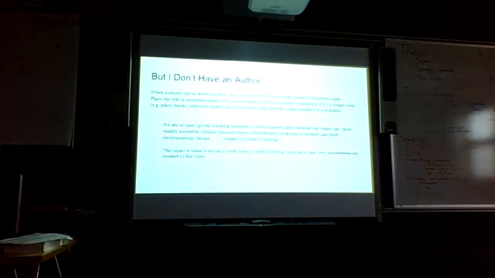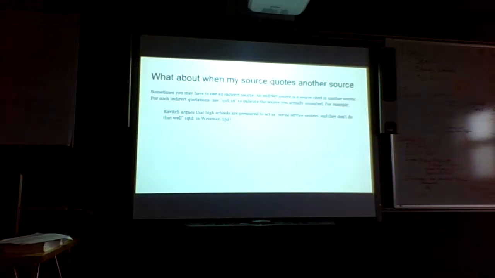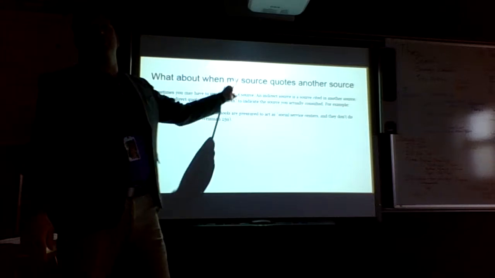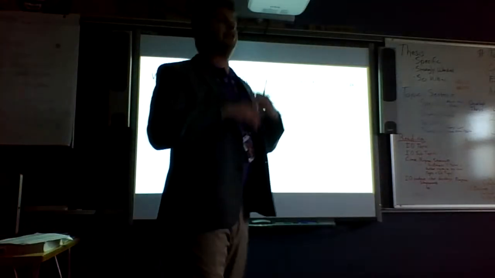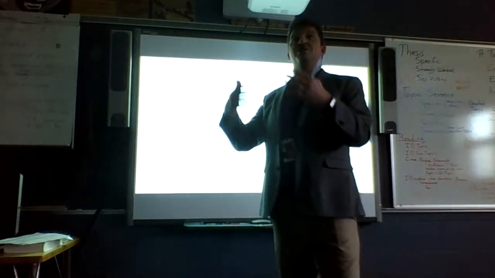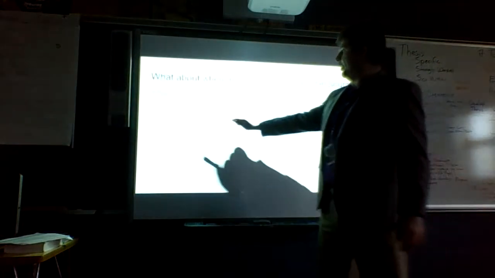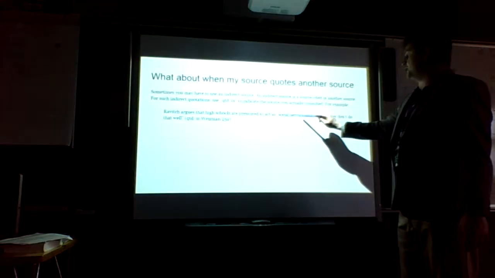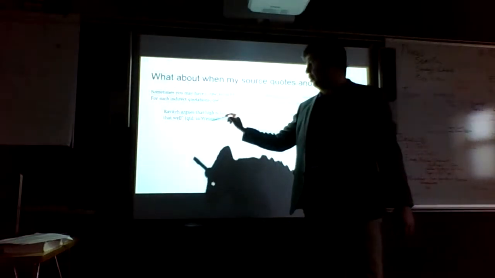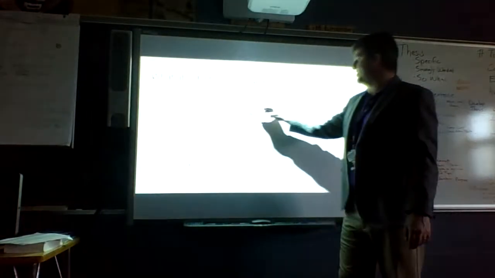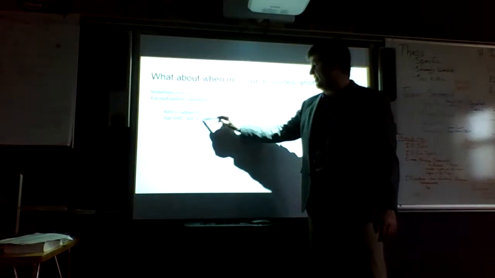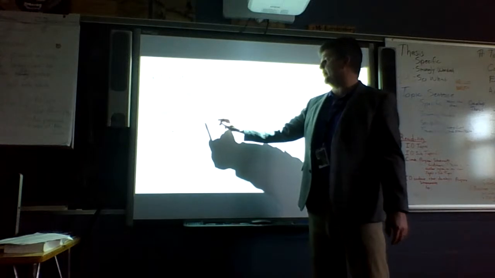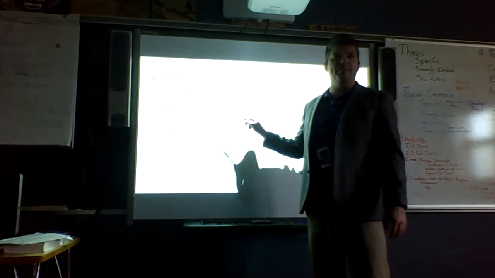Forgot one. Now, this happens once a blue moon, but it always happens. What happens when your source quotes another source? So you're using a quote from an article that is quoting somebody. Here, Ravitch argues that high schools are pressured to act as social service centers, and they don't do that well. So here's a guy who said this quote, and this quote appeared in this guy's article. So here we'd have quoted in author and then page number.